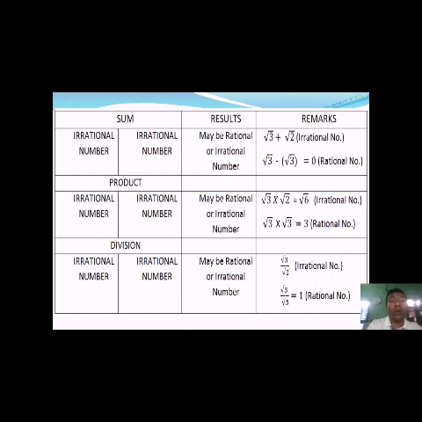Divisions. When an irrational number is divided by an irrational number, the result may be a rational number or an irrational number. For example, when root 3 is divided by root 2, the result is an irrational number. Whereas root 3 divided by root 3, you get 1, which is a rational number.